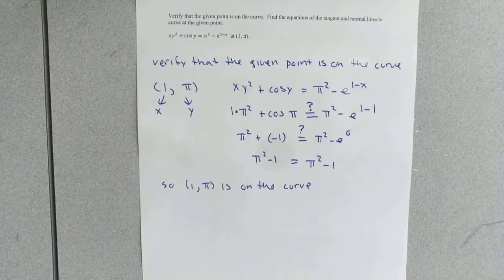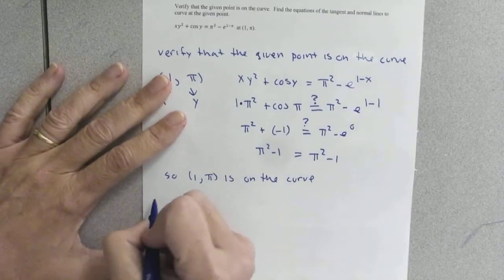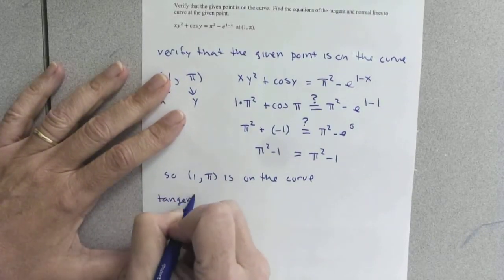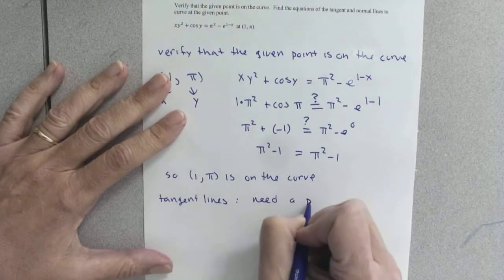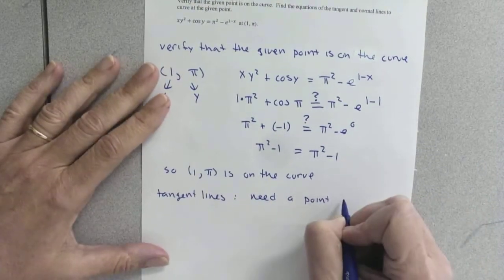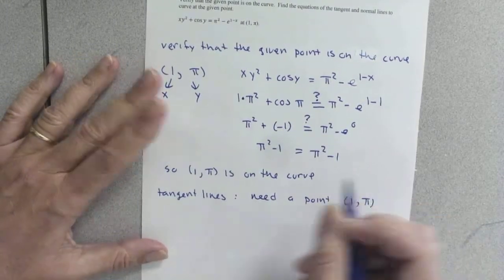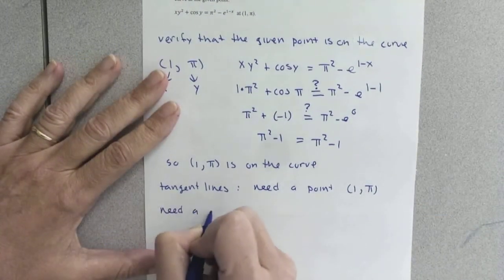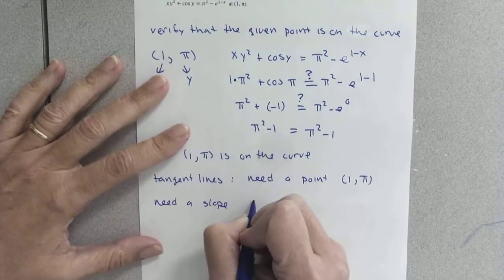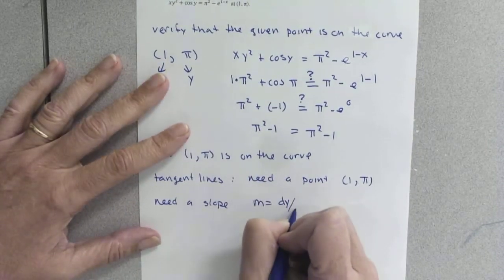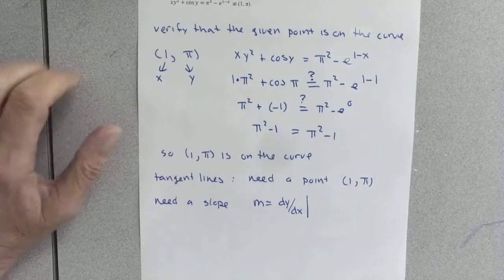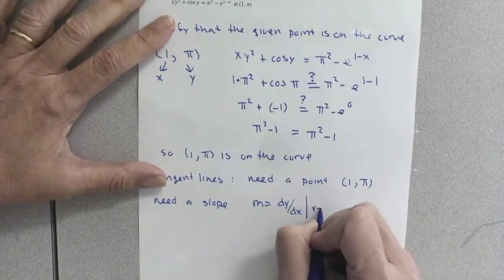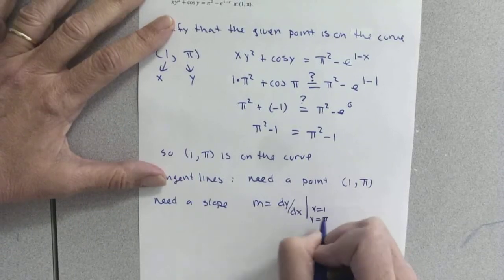Okay, find the equation of the tangent line. Just like always with tangent lines, we need a point. We've got that: 1, pi. And we need a slope. The slope is still going to be the derivative, but it's going to be an implicit derivative, and so we will be plugging in both x equals 1, y equals pi.